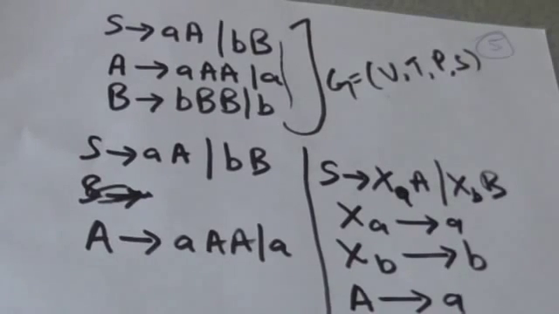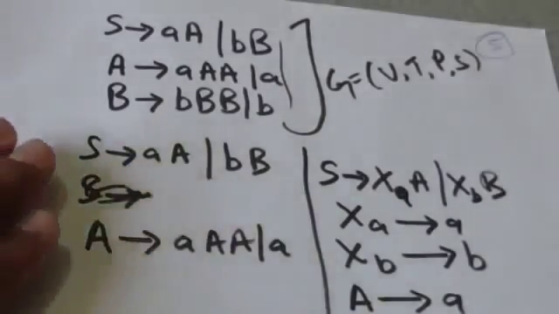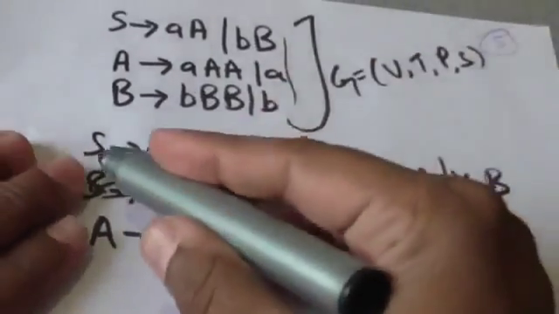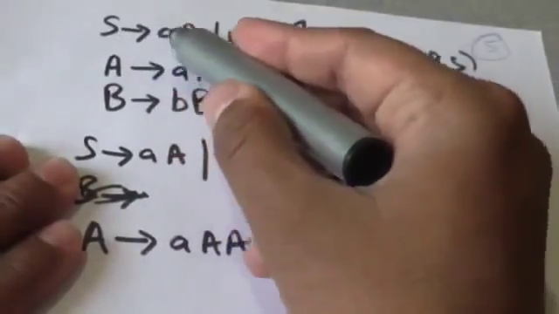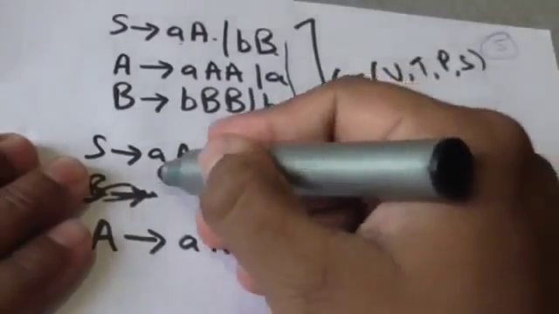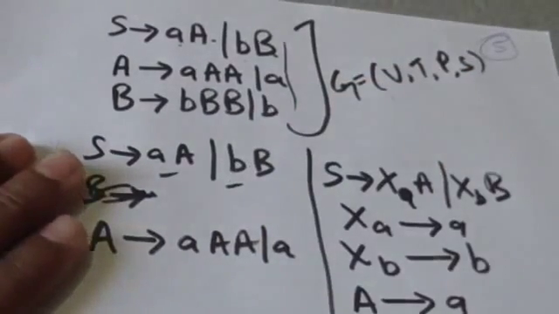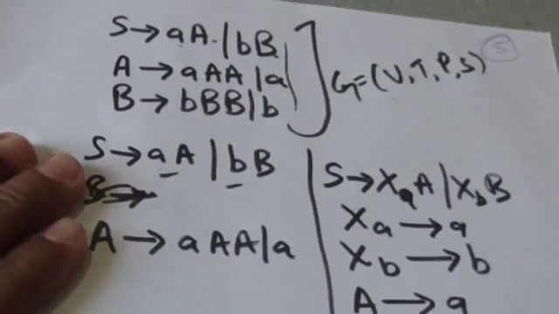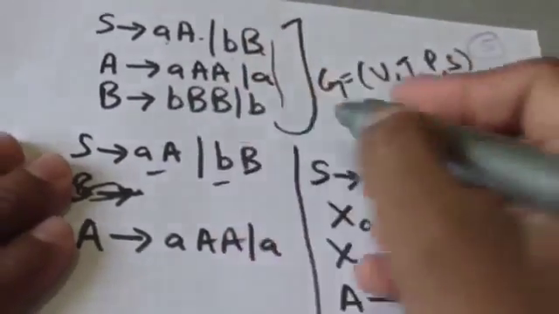So first of all, what will we have to do? We will have to remove unit productions. Now there is no unit production in this grammar G. Now again, check for the productions which are not in CNF. Now see this production. S derives AA and S derives BB. It is not in CNF. So what will we do?